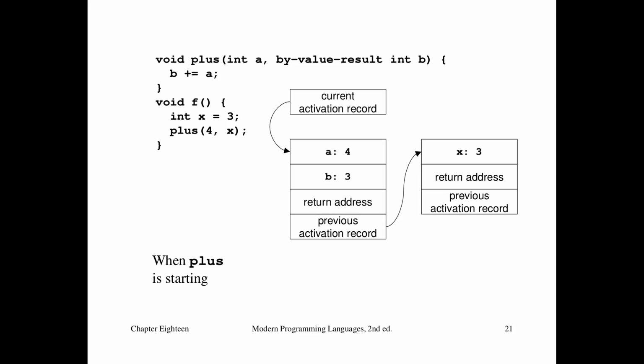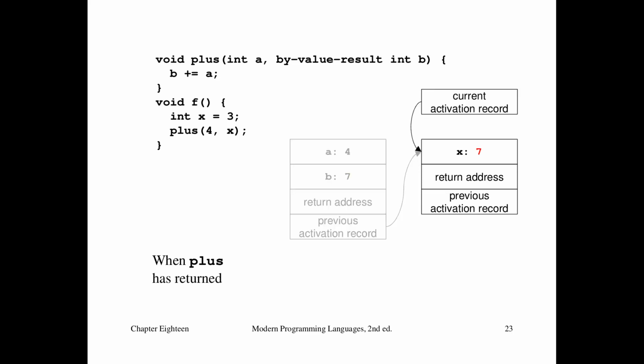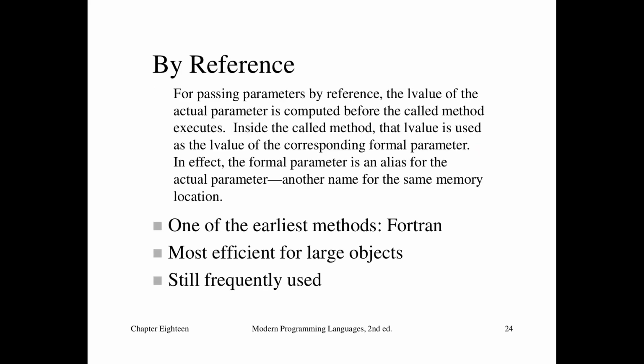And so when we get ready to return, right before plus returns, B is now a value of 7. X is still 3 in the calling method. And then finally, when plus returns, it updates the value of X to be 7, the same value as B. So pretty easy to understand how this works. There could be some issues with that, but not that big of a deal right now.